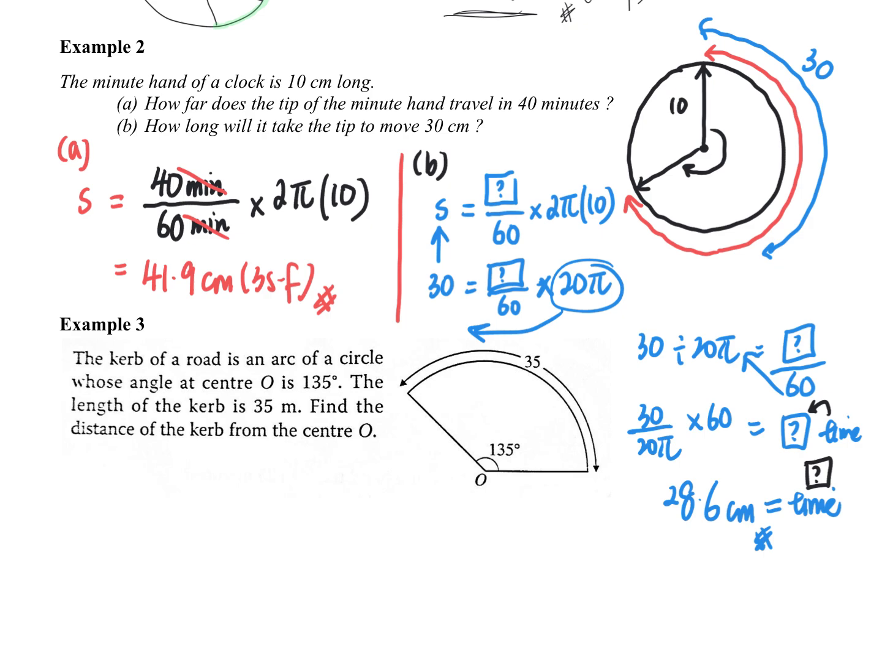So what am I trying to find? Very good. So we are trying to find this radius right now. So we will still use the same formula. Arc length equals the angle over 360 times the circumference 2 pi r.